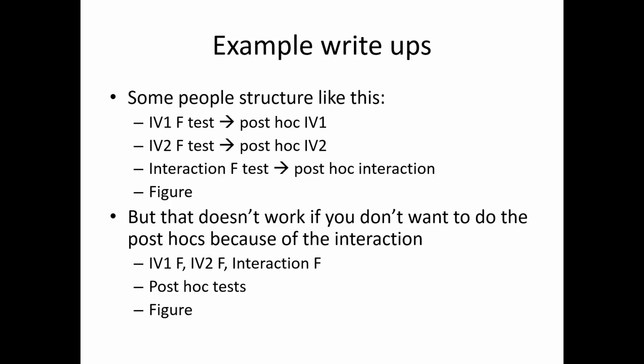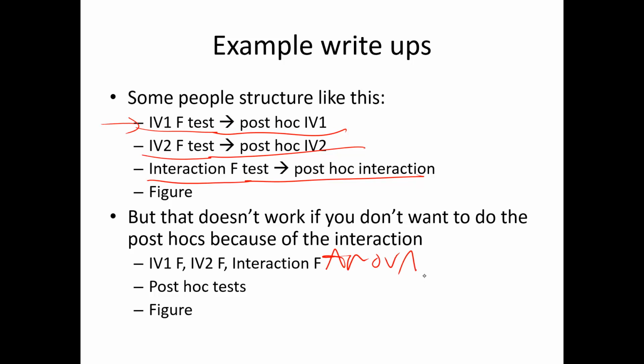You could structure it like this, by hypothesis. So gender, F test, post hoc, F test, post hoc, interaction, post hoc. And that would make more sense if you were going to run post hocs on every last little thing. If you don't want to run the post hocs because of the interaction, do all of your ANOVAs, and then all of your post hocs, and then a figure. Either way is perfectly acceptable. You'll see people write in both styles. I tend to do big tests then little tests, so I'm more of this style. But you could also do it this way, especially if you have very specific hypotheses that require you to run every single post hoc option.